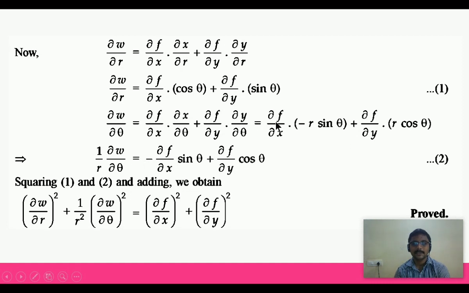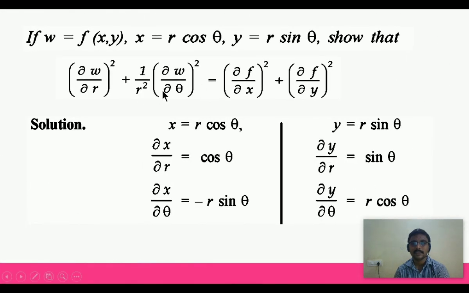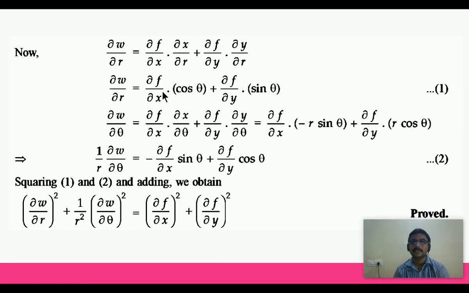Now the expression is multiplied with 1/r. Let it be equation 2. Now just squaring and adding these two equations, you'll get the required statement. So simple thing. Here variables are changed, but we can compute the required partial derivatives by using the chain rule. So totally the change of variable concept depends upon the chain rule. Don't forget the formula of the chain rule. These partial derivatives can be split like this, that is ∂w/∂r and ∂w/∂θ.